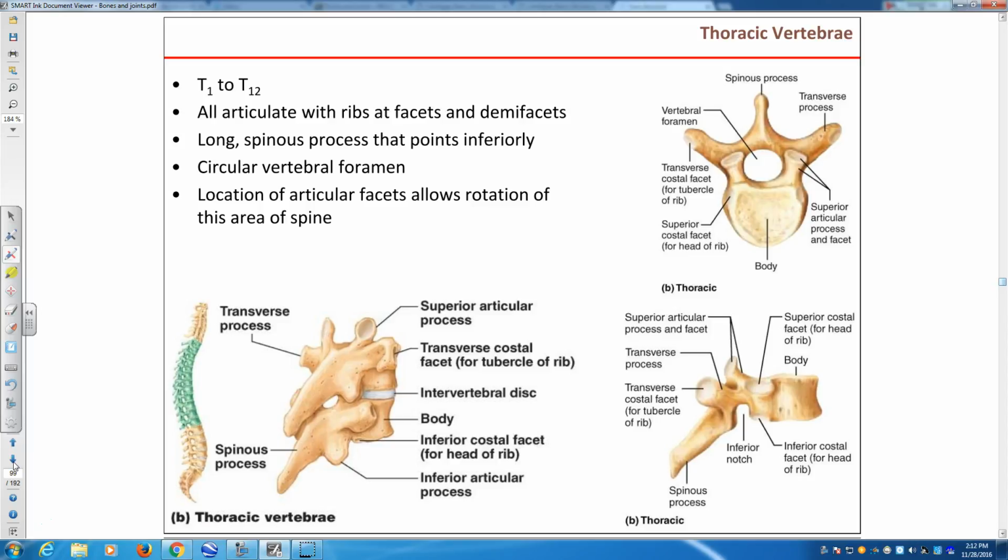So cervical, we talked about them, they're lightweight, fairly horizontal, you can see them here, with double-edged spinous processes and the transverse foramina.